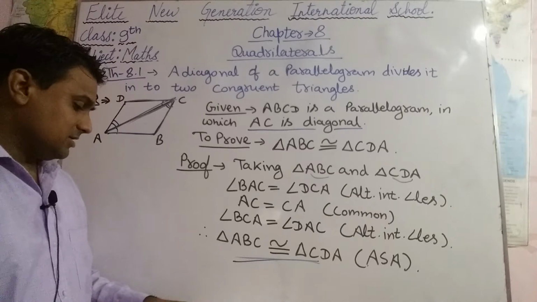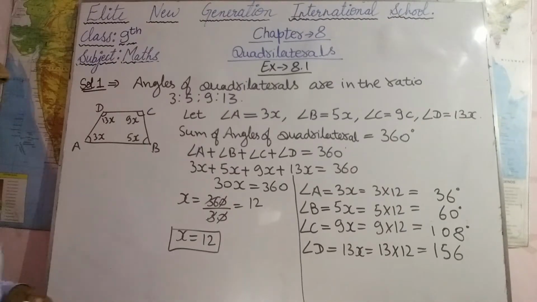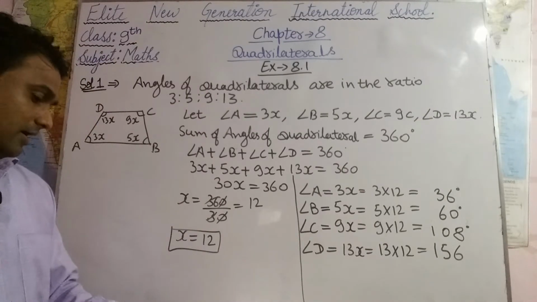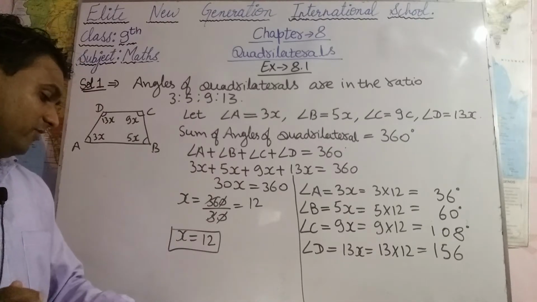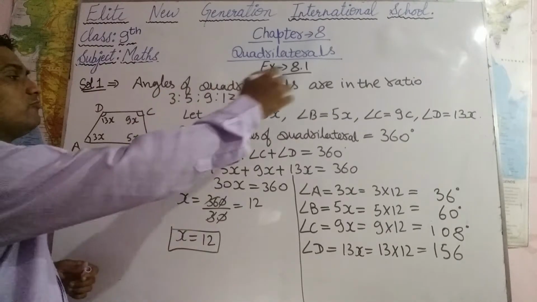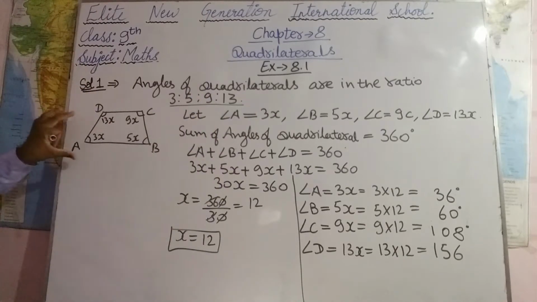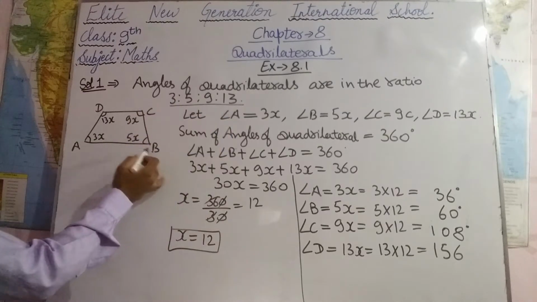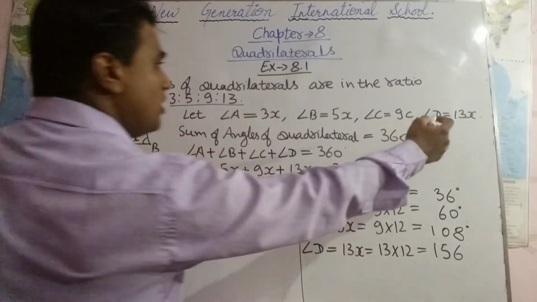So in exercise 8.1, see question number 1. In question number 1 we have the angles of a quadrilateral are in the ratio 3:5:9:13. Find the angles of the quadrilateral. So in this we have been given the ratio of all the angles of the quadrilateral. So here in this quadrilateral we can take angle A equals 3x, angle B equals 5x, angle C equals 9x, and angle D equals 13x.